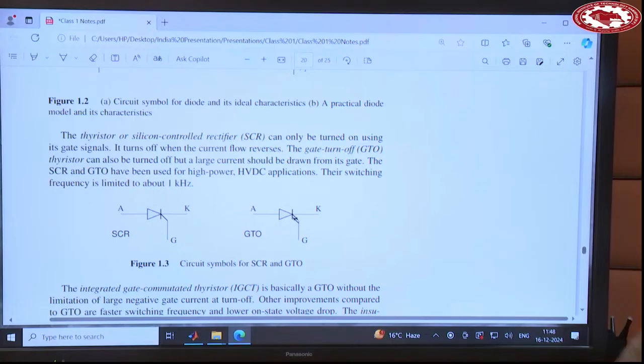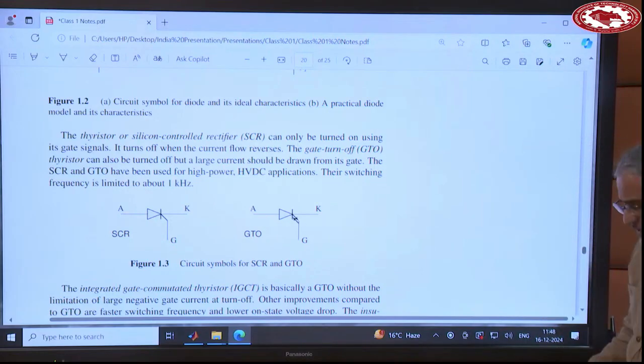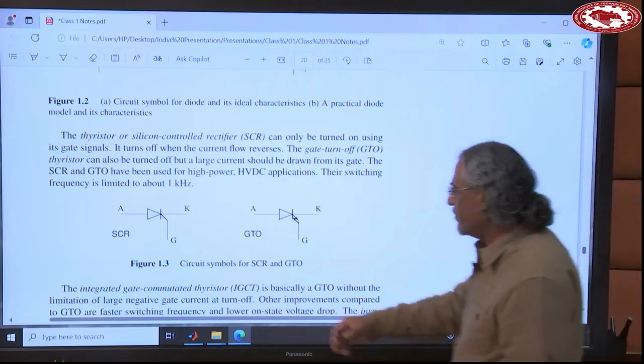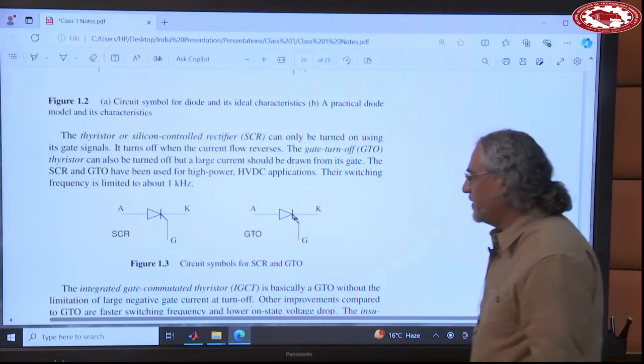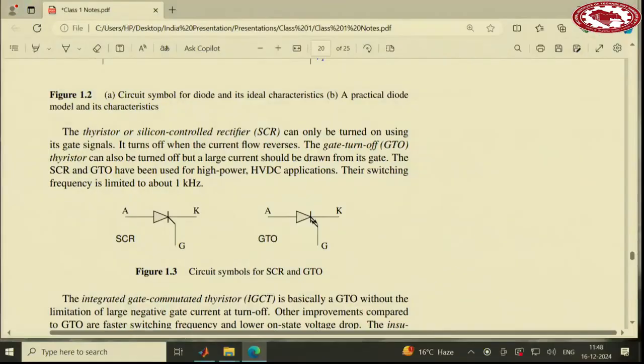Gate turn off, GTO, basically has the same properties of SCR, but with the difference that now if you can pull a current out from the gate, you can turn the device off as well. In other words, it has addressed the turn off weakness of the thyristor.